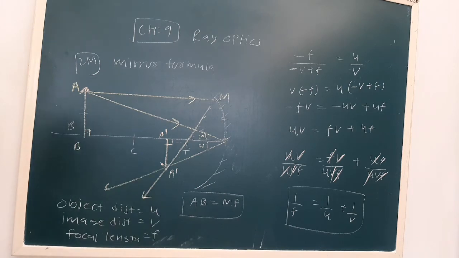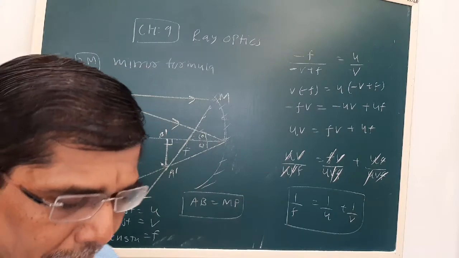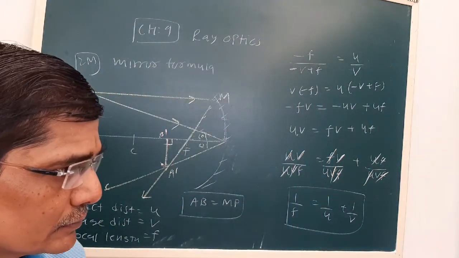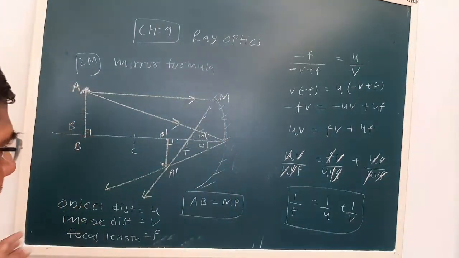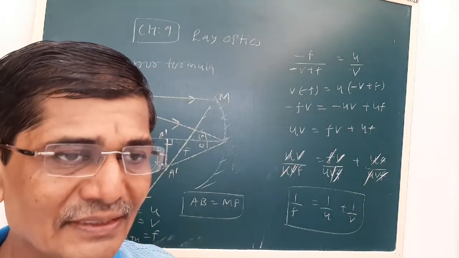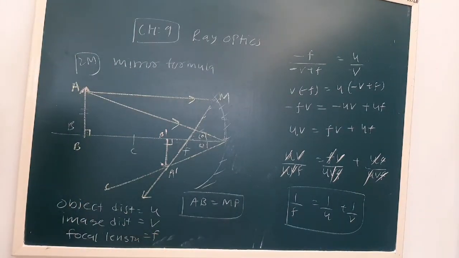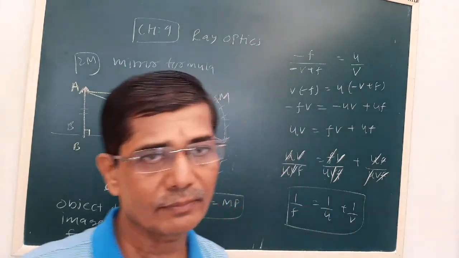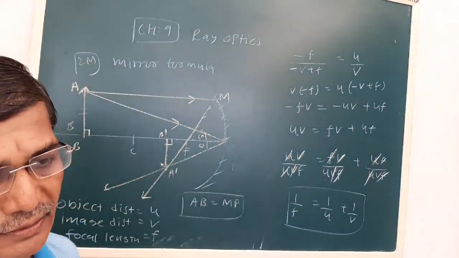Today we have discussed how the image is formed for a concave mirror and how the image is formed for a convex mirror. We have derived the relation between focal length and the radius of curvature. The focal length is half of the radius of curvature, and the mirror formula is 1 upon F is 1 upon U plus 1 upon V. Next time we will go for the magnification also, and we'll proceed further.